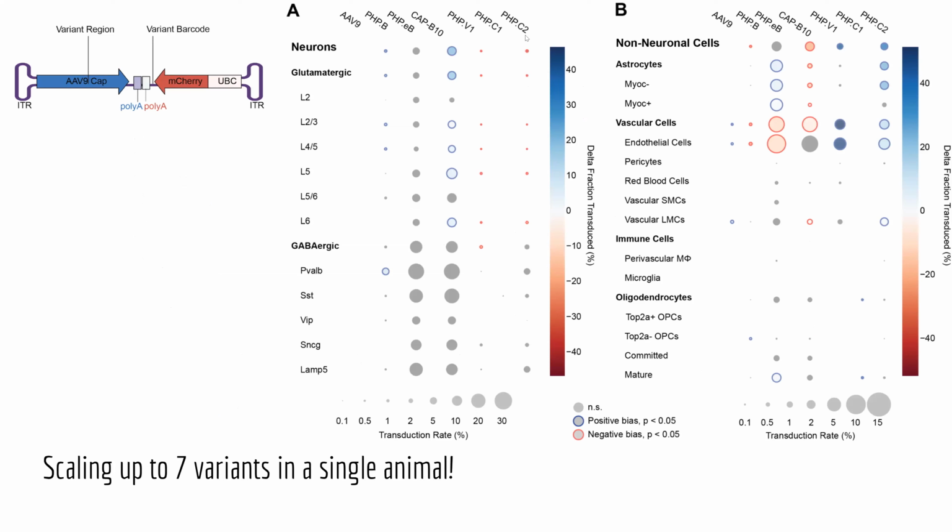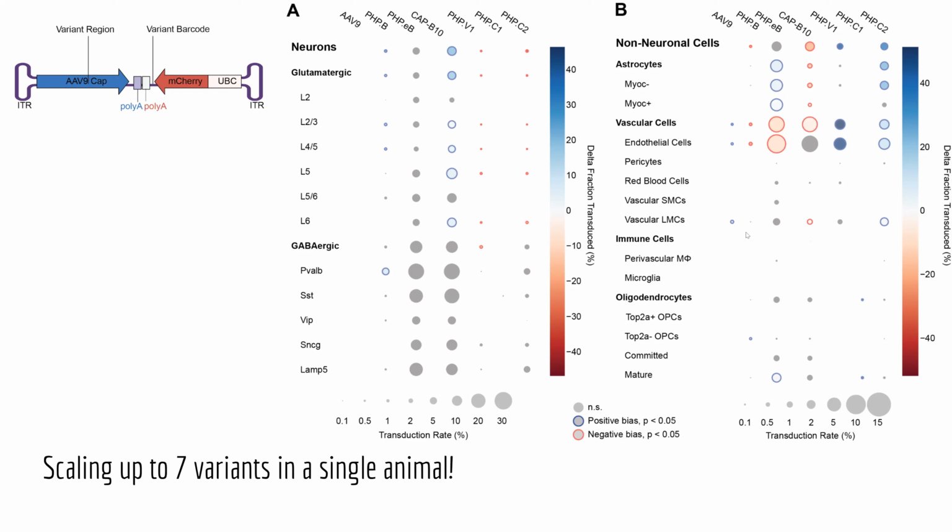So we can look at all these different variants across the entire hierarchy of cell types, now neuronal and non-neuronal, in a single animal. And we can score relative to each other which variant does better or worse. And we see all the same biases that we saw before. So CAP-B10 preferentially targeting neurons, PHP.V1 preferentially targeting vascular cells, specific to endothelial. We see the lack of transduction across all the different variants in pericytes. And we also see the lower transduction across all variants in these VIP neurons.